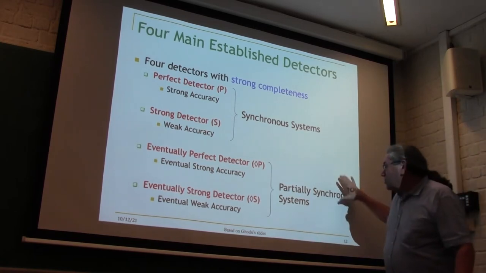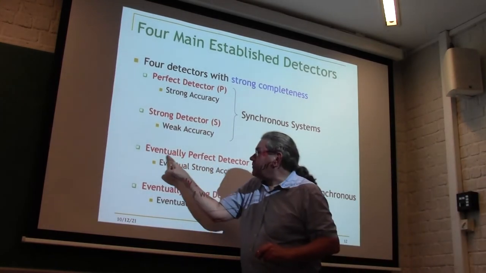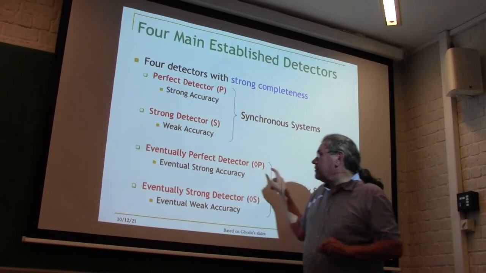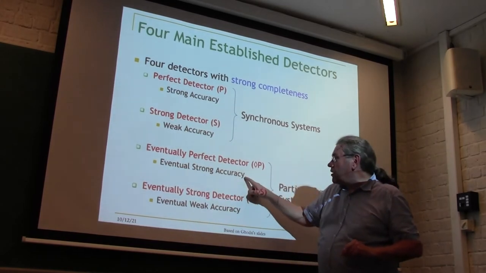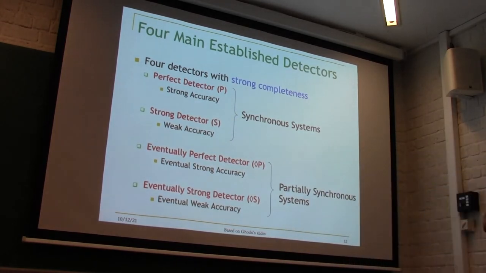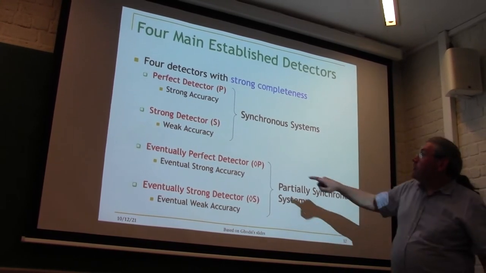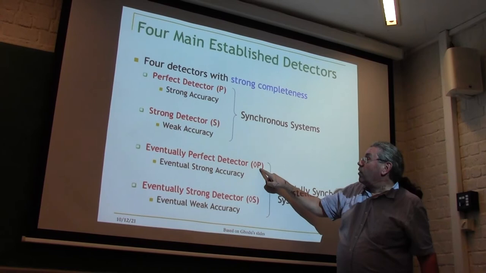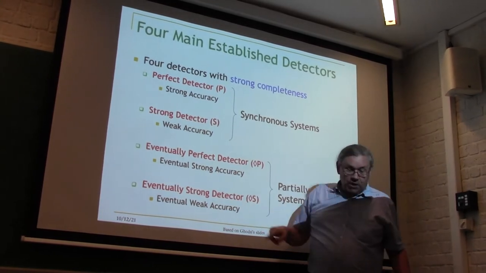And then when you move to partially synchronous systems, what happens is that everything stays the same except you add a little adjective here, eventually perfect or eventually strong. So everything is the same except that you have eventual strong accuracy and eventual weak accuracy. That means it's allowed to make mistakes for a finite time, and then it stops making mistakes. So this is the partially synchronous, okay? So the ones that we're going to be most interested in are P and eventually P, like I said before. But sometimes you want these two, strong and eventually strong, when you have privileged nodes.